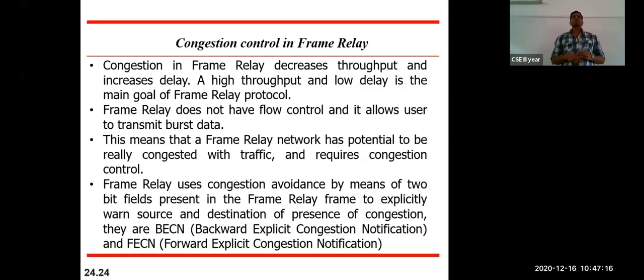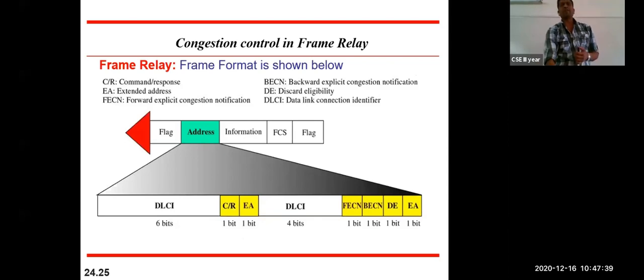So this is BECN and FECN, backward explicit congestion notification and forward explicit congestion notification. These are the two fields which we should stress on. Even in the examination, if congestion control in frame relay is asked, we have to stress on those two fields. We have to draw the frame, show where they are, then explain what they are. So let us look at the frame first.